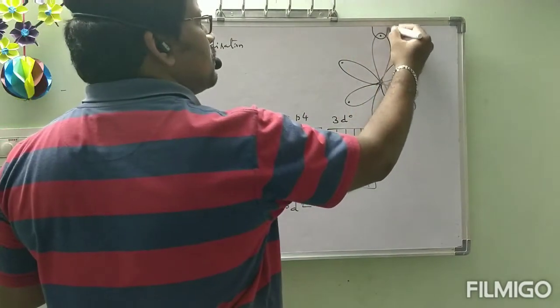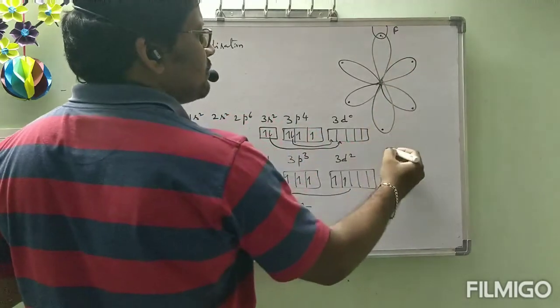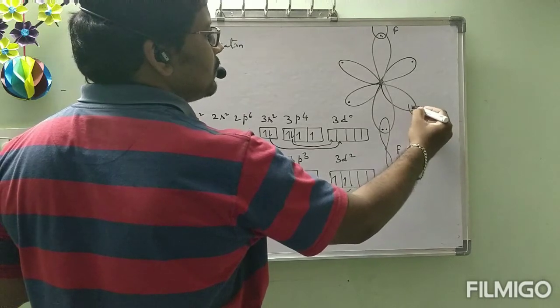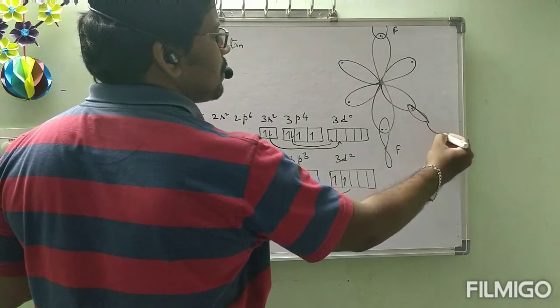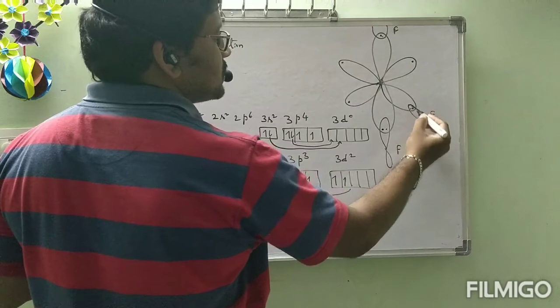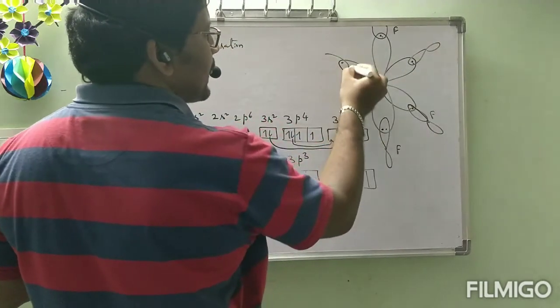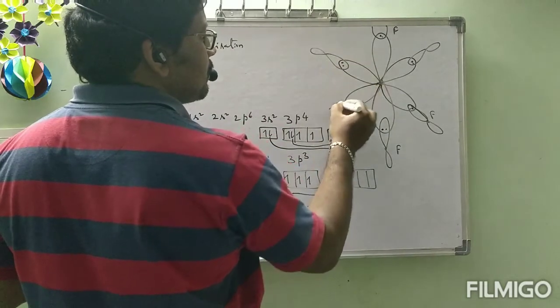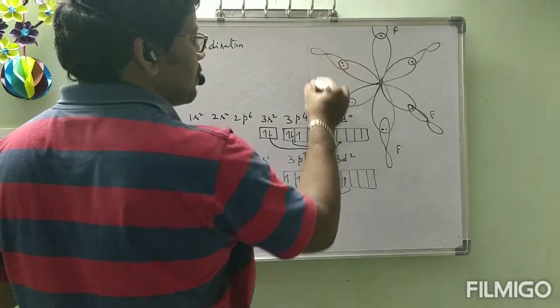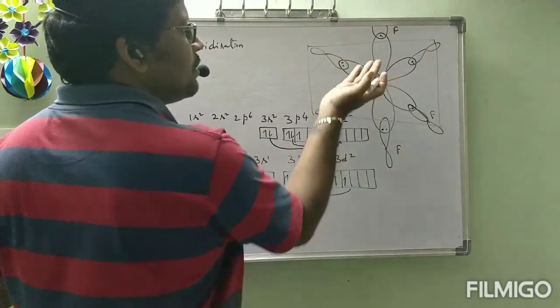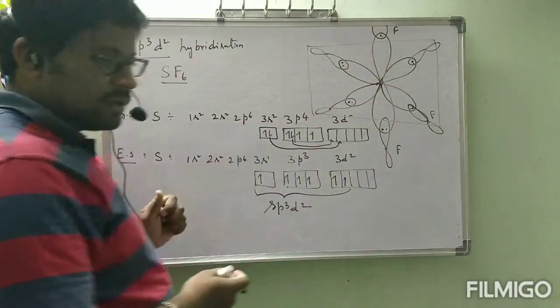SF6. From above, one sulfur atom. From below, one sulfur atom. Sorry, not sulfur, fluorine. Sorry, fluorine. These four are in plane. One will be above the plane and another one will be below the plane.